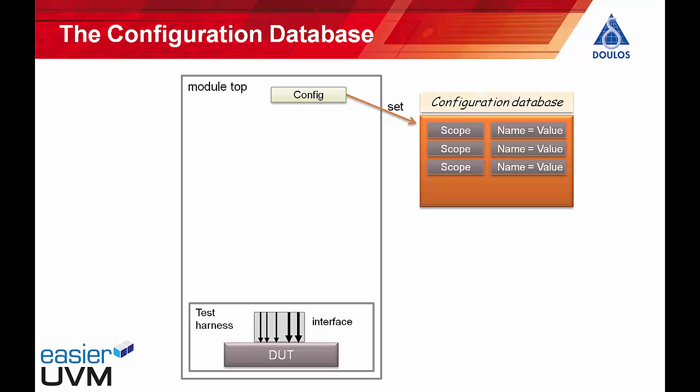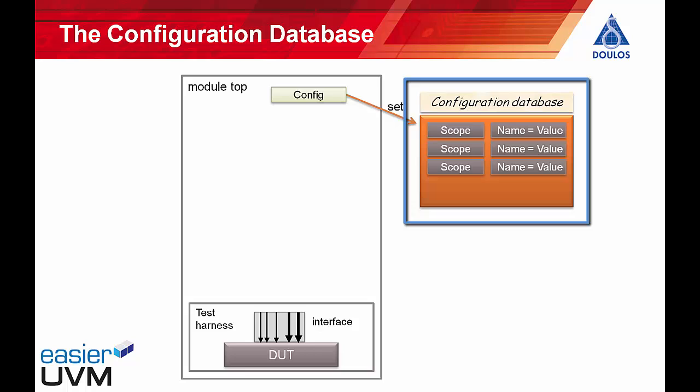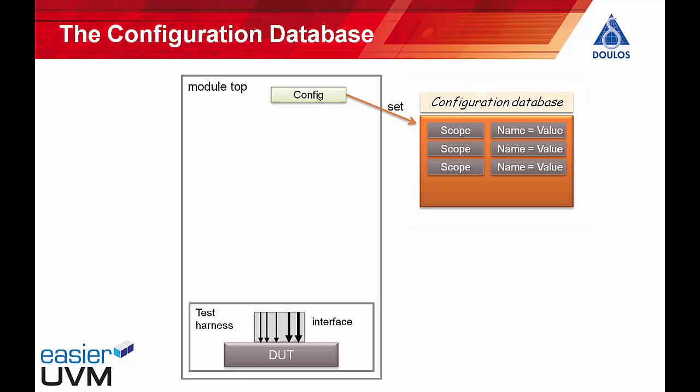Configurations in UVM are all about configuring or parameterizing the UVM component hierarchy. And the configuration database is just a database or a repository for storing parameters. These parameters are typically used during the UVM build phase as we build components, but the configuration database can actually be accessed at any time during simulation. In the easier UVM coding guidelines, we recommend that you only set and get parameters in the configuration database during the build phase.